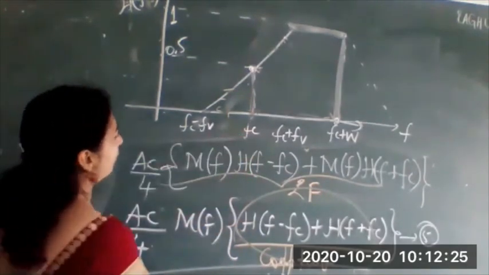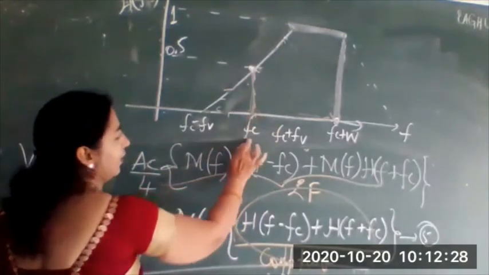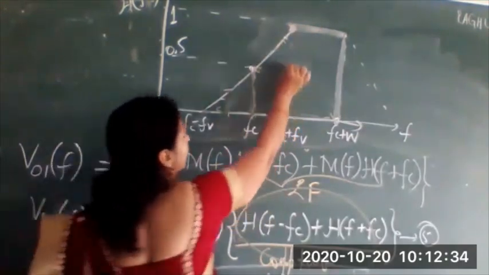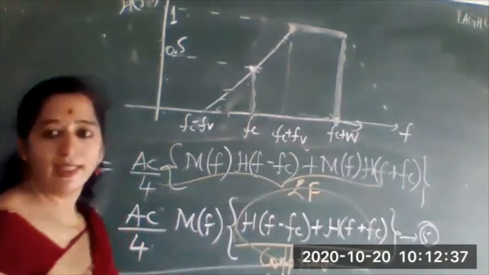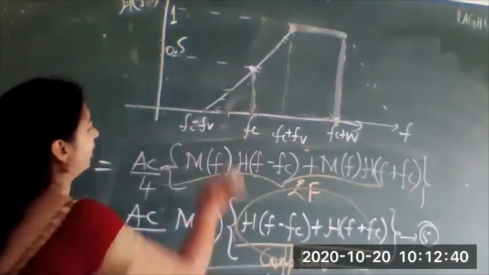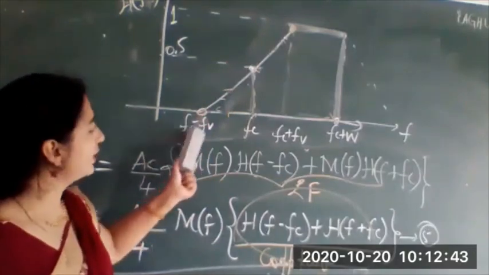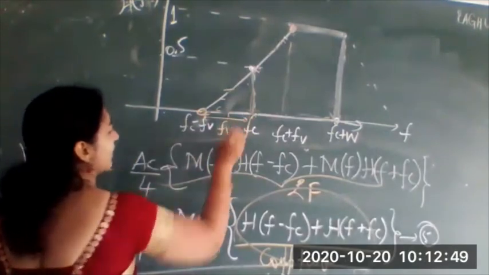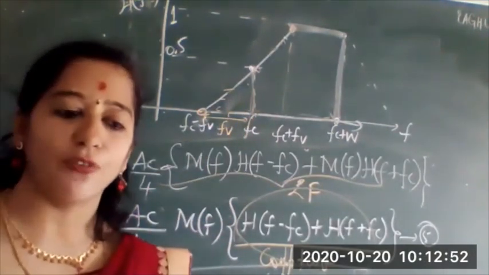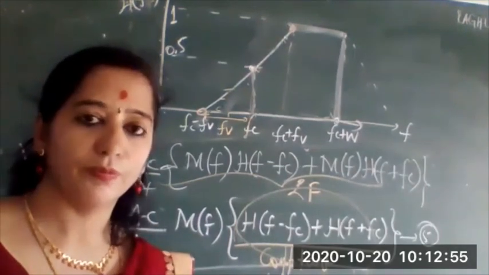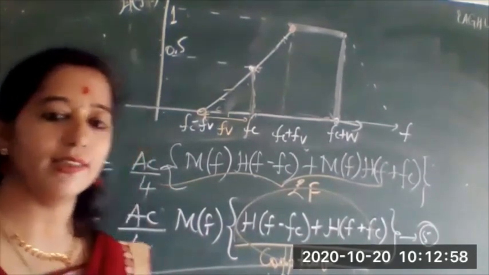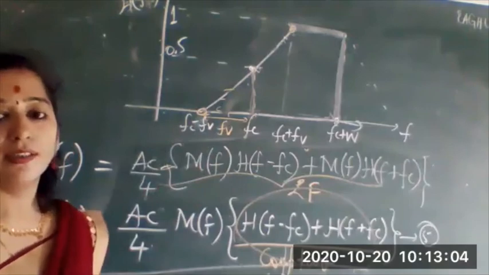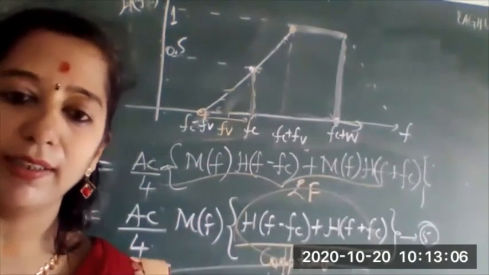And if this center point is Fc, the carrier frequency, then this corner where this slanting line ends, that point is Fc plus Fv. And this point where the other end of this slanting line is Fc minus Fv. Fv represents this small vestige of the frequency. Okay, so Fv is the vestige of the unwanted sideband. Is this clear? So we'll talk a little more about this VSB in the next class.